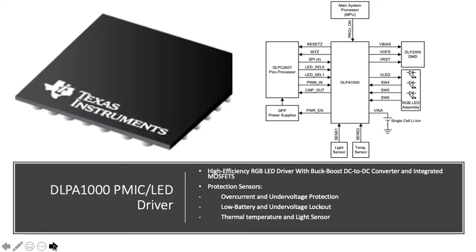As you see, it says we have a thermal temperature and a light sensor. Those sensors are definitely monitored by our 10-bit multiplexer that's built into our power management, which is the DLPA1000. Very important, essential piece. Without this chip, our device would not be powered correctly. This is a very essential part.